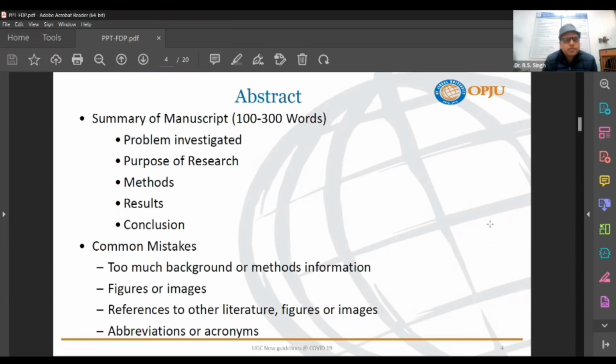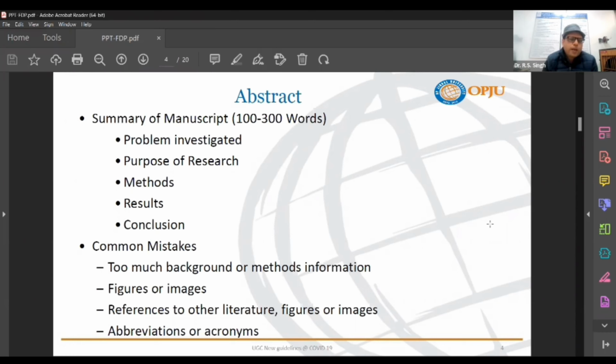Problem investigated. It means what problem you have solved in your research and are writing about in the manuscript. That you have to highlight. Highlight very clearly what problem you have solved. Purpose of the research. Why did you do that? That research needs to be highlighted in the abstract.